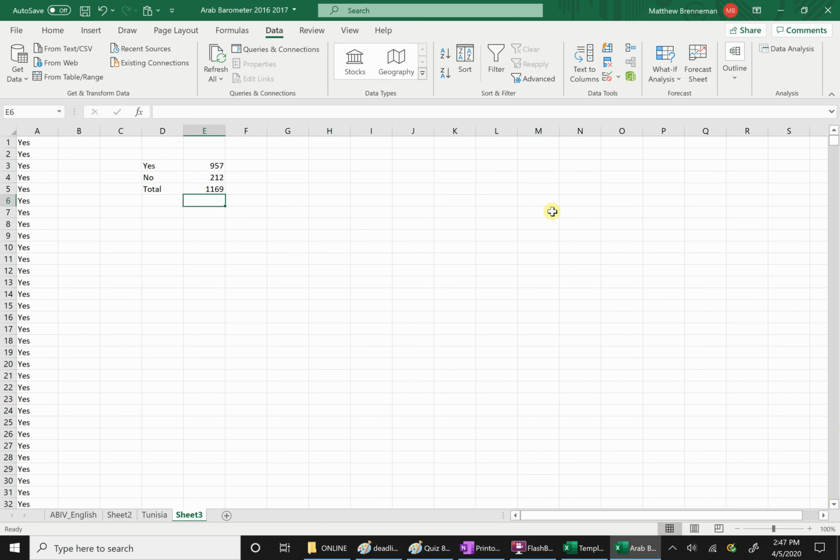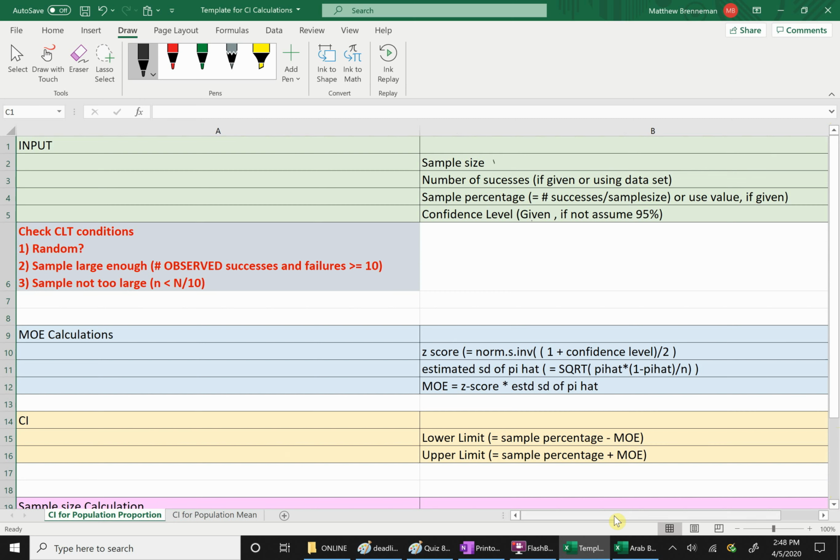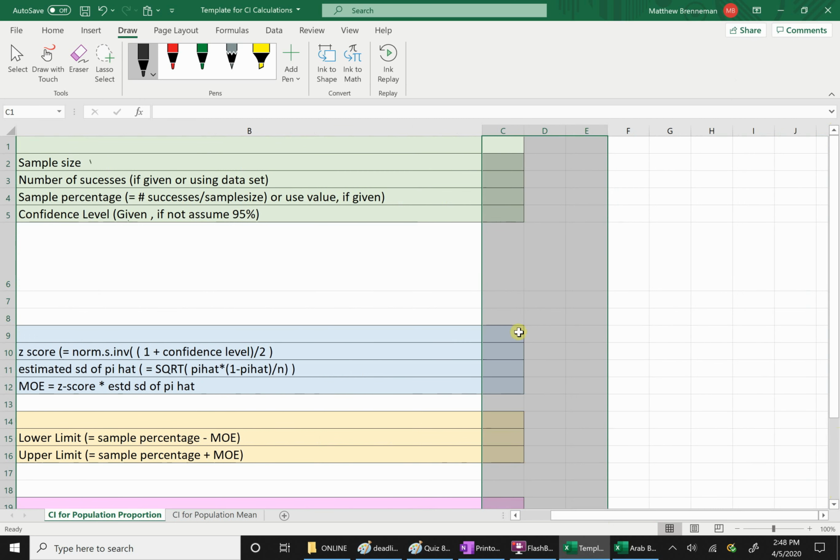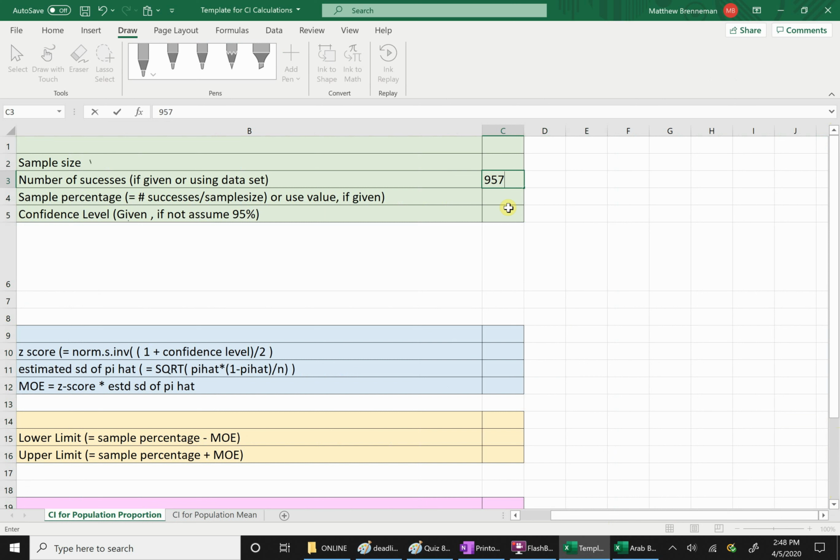Okay, so now I'm going to go back and use this data. So I had 957 successes. When we say success in statistics, we don't necessarily mean it was a good thing. We just mean that we found what we were looking for. And what were we looking for? The people who said yes. Okay. So now I'm going to compute my sample percentage, right? So this will be equal to the number of successes, the number of people who said yes, divided by my sample size. And that's the sample percentage, right?